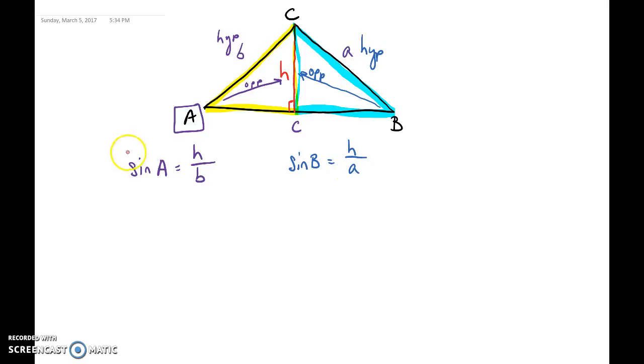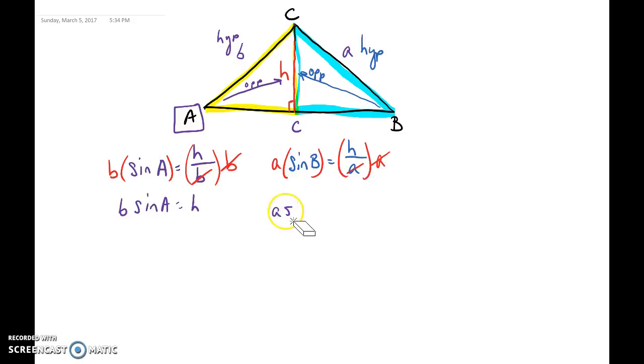Right, so now to prove this, what we do then is we're going to solve for H on both sides. So that means I'll multiply B on this side, and I'll multiply A here. This B cancels out with this B, this A cancels out with that A, and now I'm left with B times sine of A is equal to H, and A times sine of B is equal to H. So since these two are both equal to H, that means that they are equal to each other. So I can write B sine of A is equal to A sine of B.